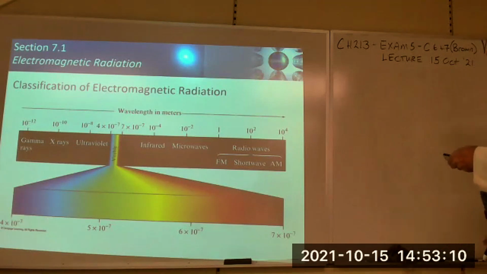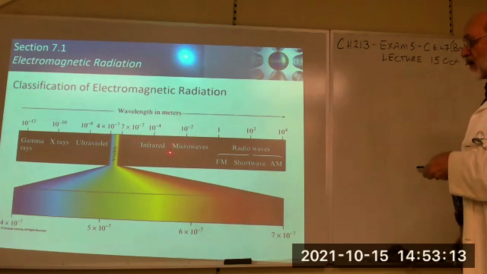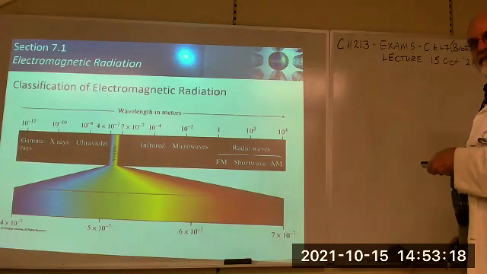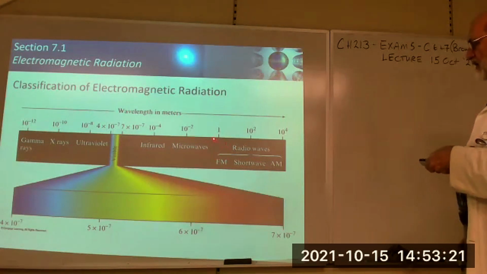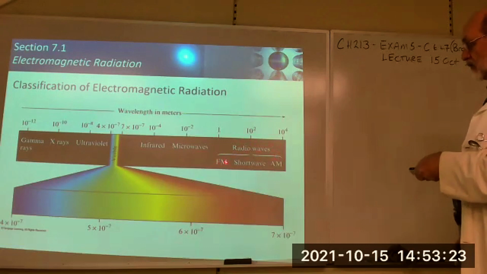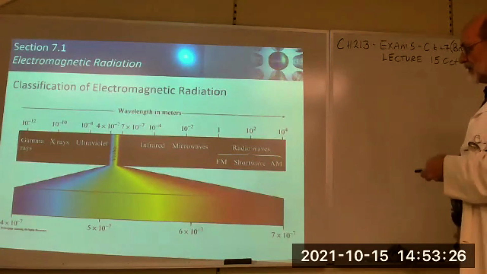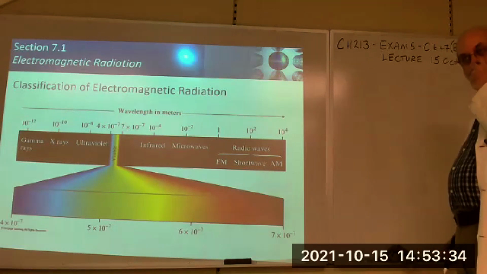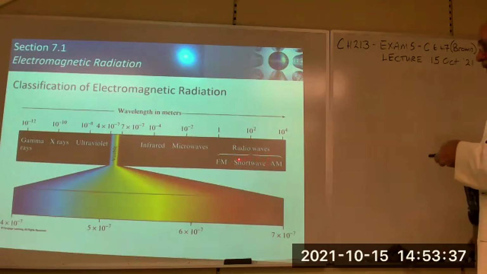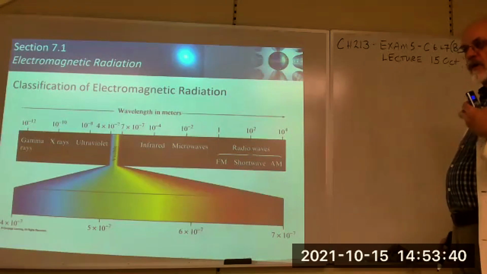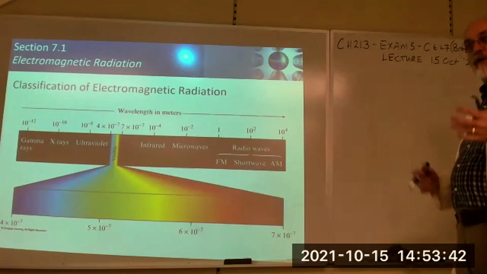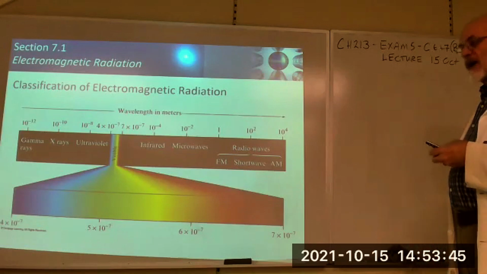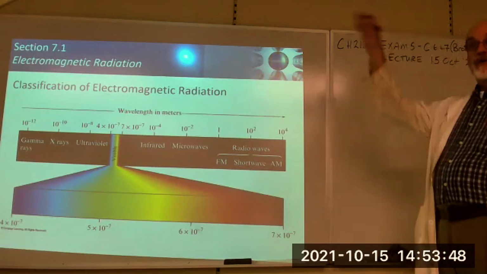And then longer wavelengths go to microwaves. So this is where you'll find where you heat your food. And then longer than that are the radio waves, and they have several subdivisions too. FM is the shorter wavelength, AM is the longer wavelength, and shortwave is in the middle. Shortwave has been found to be useful for ham radio operators because it travels so far. It goes beyond the horizon.